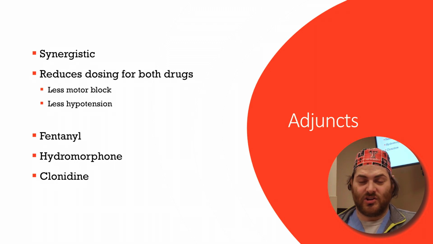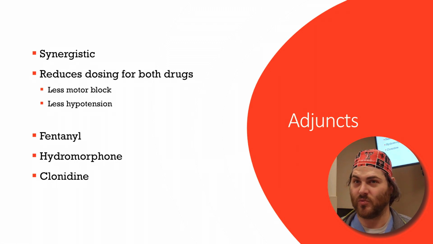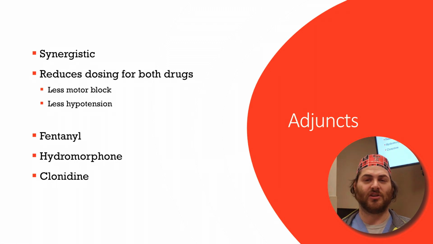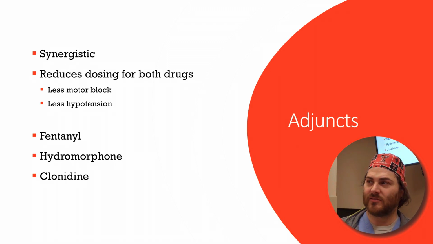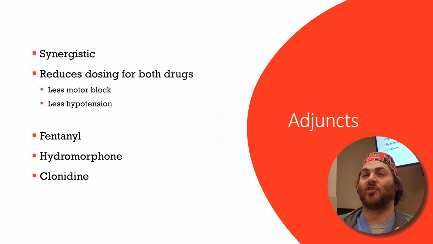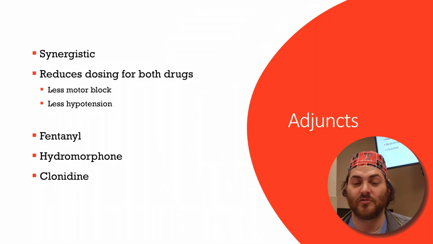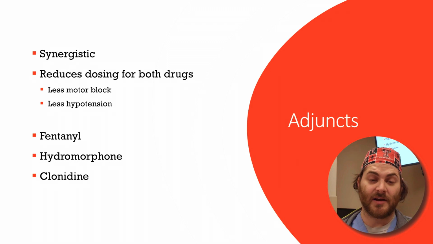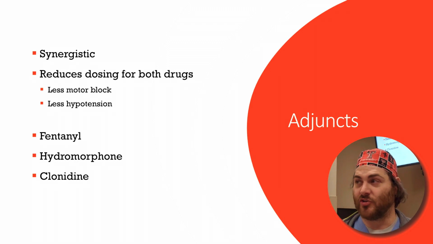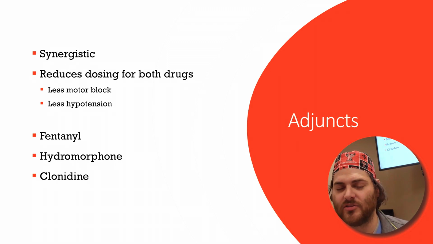So why are we going to use adjuncts? The whole reason we do it is because it works synergistically. To refresh you on what synergy means, synergy is 1 + 1 = 3, right? That is where two things come together and produce something greater than the sum of their parts. So this allows you to reduce the dosing for not just one, but both of those drugs. You typically get less of a motor block, and depending on what you use, if you're using less local, you get less hypotension. Again, clonidine's kind of an exception there.